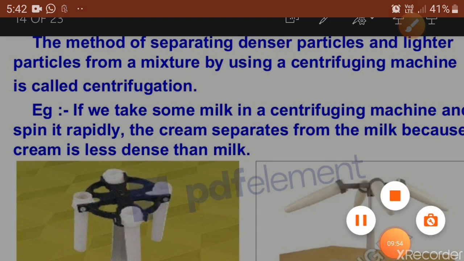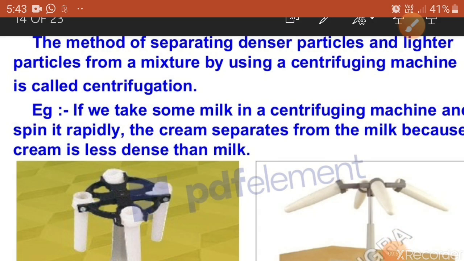So where are the applications of this centrifugation process? This process is used in laboratories when you have to do some urine test and blood test, for diagnosis. Also, as I told you, it is used in dairies, and at home also, when you have to separate the cream from the milk.